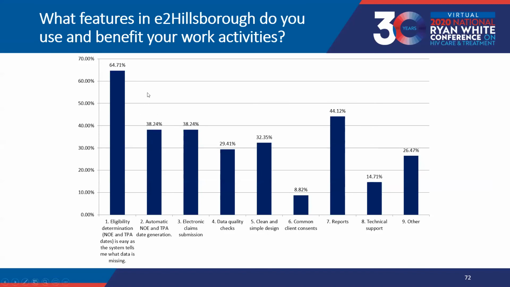We also asked users what features in E2 Hillsborough they use and benefit their work activity. And the top ones are all the ones that we just spoke about. The eligibility determination is easy, as the system tells me what data is missing. Automatic NOE and TPA date generation happens for them. They're not calculating it and then hand entering it, and then someone makes a mistake. That's all automated. And electronic claims submission, so that they just press a button and get paid. The reports are also another popular one, so they can get useful, meaningful data out.